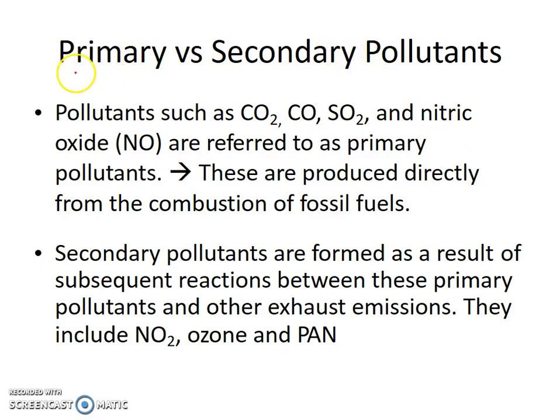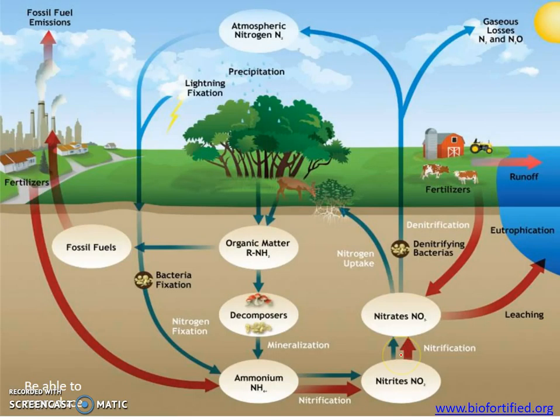We spoke about primary versus secondary pollutants a moment ago. Examples of primary pollutants are carbon dioxide, carbon monoxide, sulfur dioxide, and nitrogen dioxide. But if you further oxidize these things, they become secondary pollutants. For example, nitrogen dioxide, ozone, and PAN.